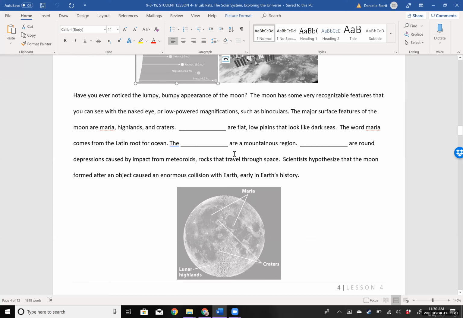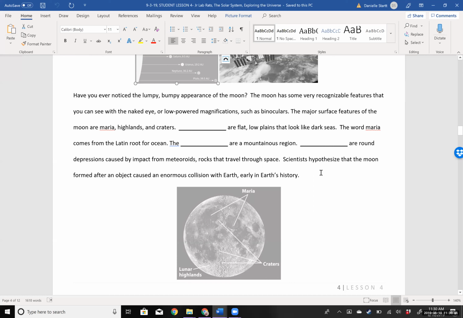The blank are mountainous regions. Okay, well, maria, highlands, or craters, which do you think are going to be a mountainous region? And blank are round depressions caused by impact from meteoroids, rocks that travel through space. Okay, maria, highlands, or craters.